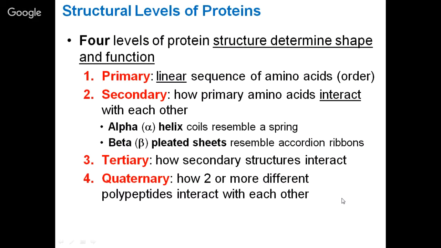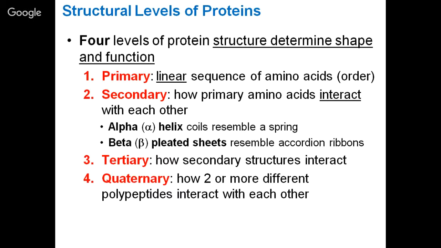So as I mentioned before, let's look at the 4 structural levels of the protein. The first one would be the primary structure, which is the linear sequence of amino acids in order. The secondary structure would be how the amino acids interact with each other and form hydrogen bonds. Based on their organization, there are alpha helix coils, which resemble a spring structure, or they might arrange as pleated sheets, which resemble accordion ribbons.